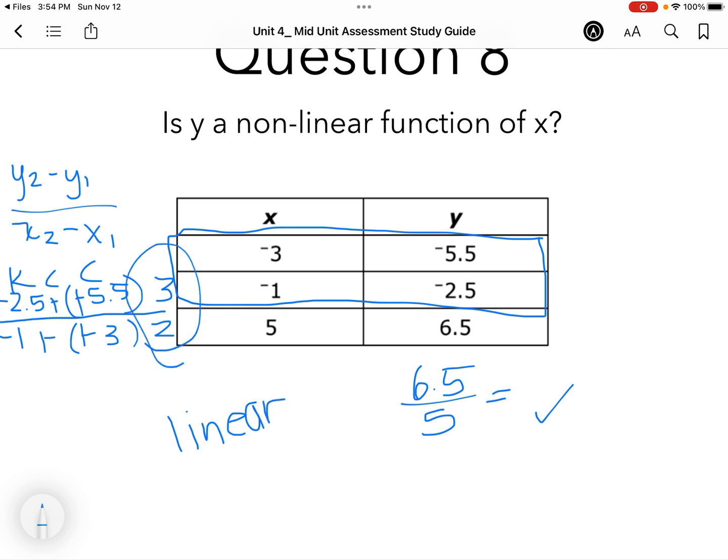So when I take that same change every time, when I do y divided by x, if every time I get the same answer, it's a linear function. If I don't get the same answer, it's a non-linear function.